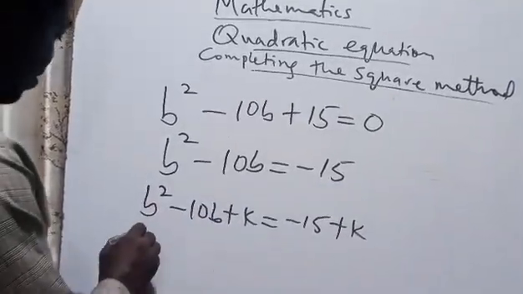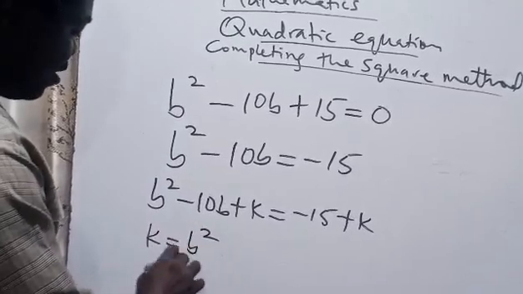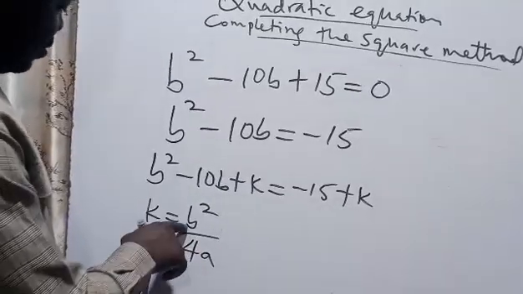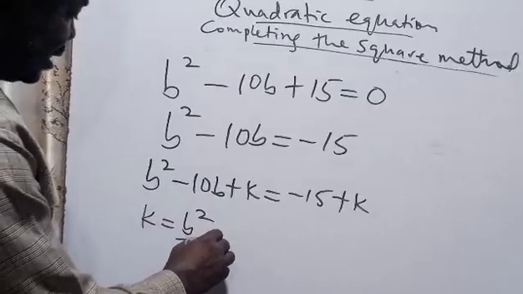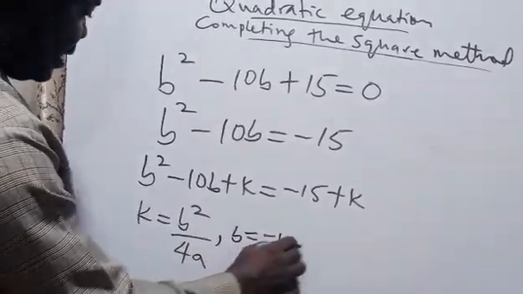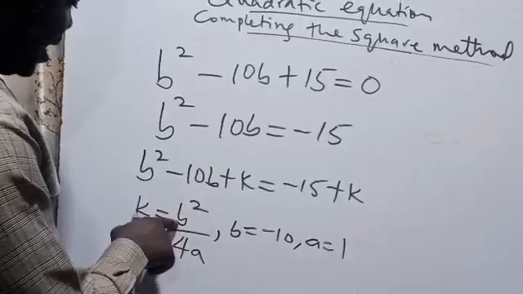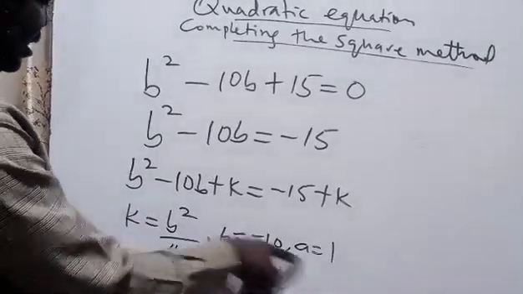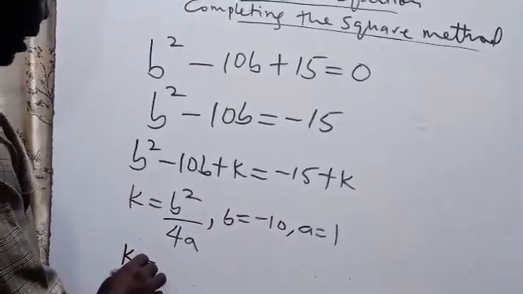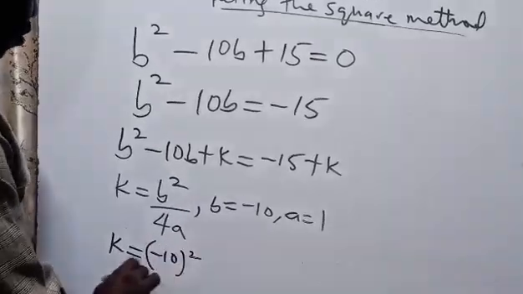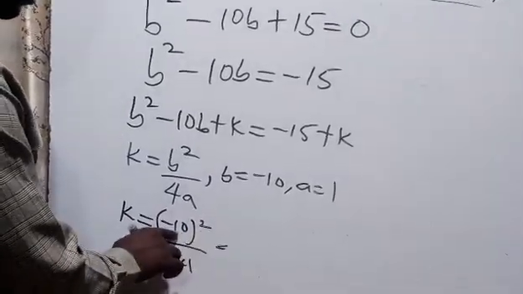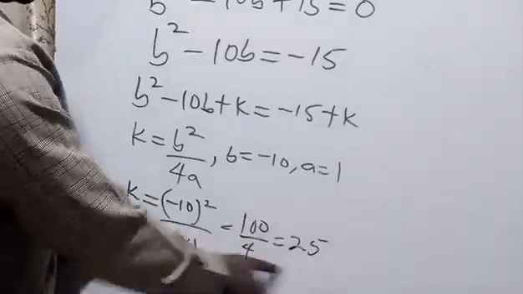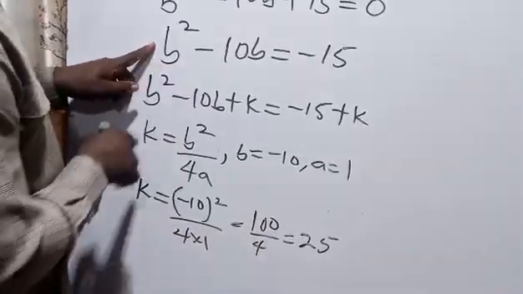So now, to get my k, it is the same thing as b squared over 4a. Here b is the coefficient of my b, which is minus 10, and a is the coefficient of b squared, which is 1. So k is the same thing as minus 10 squared over 4 times 1, which is 100 over 4, which is 25. So 25 is what you need to add to make it a perfect square.